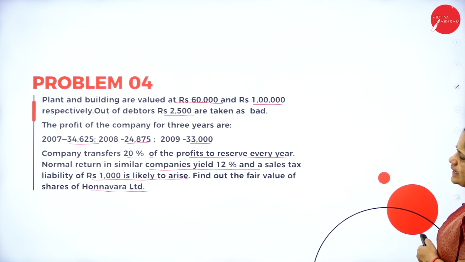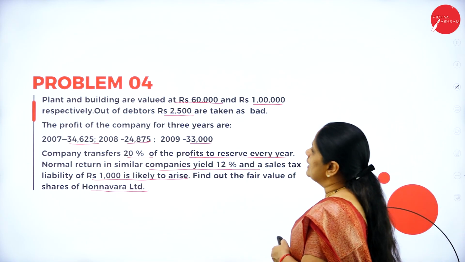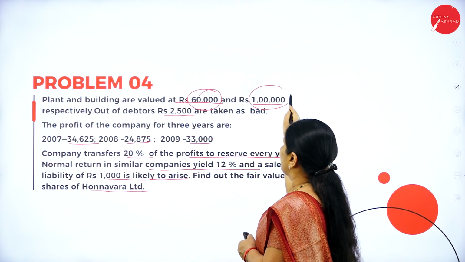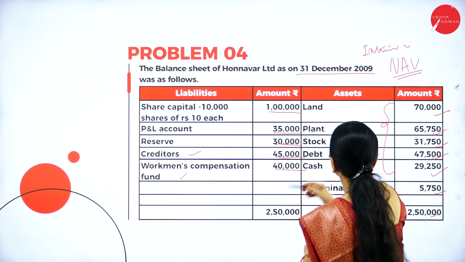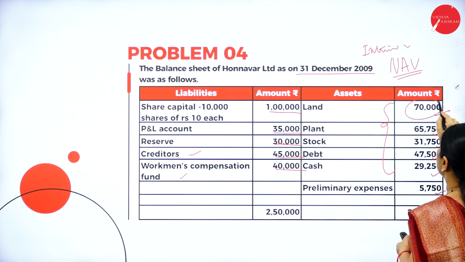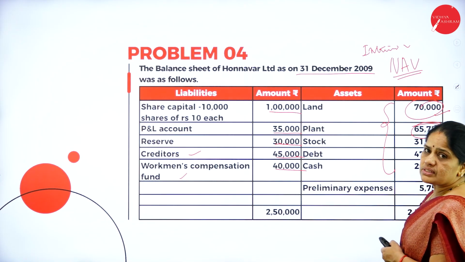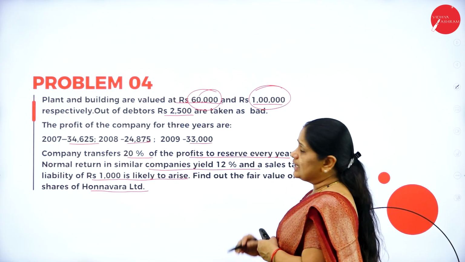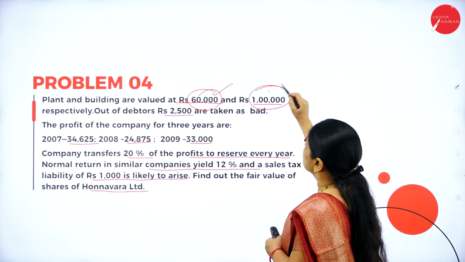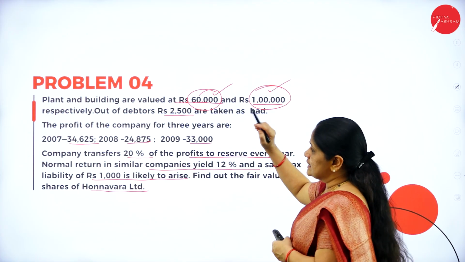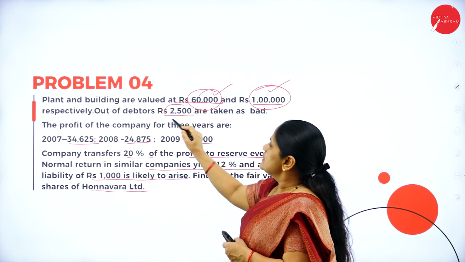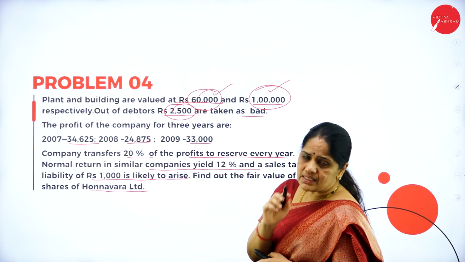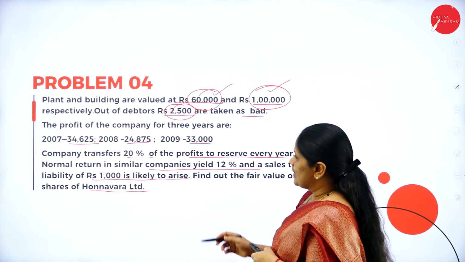Now, here there is a revaluation of plant and building. The plant and building are revalued at 60,000 and 1 lakh, whereas in the balance sheet it is given as 70,000 and 65,750. So when there is a revaluation given in the additional information, we have to take these values of the assets. Then out of the debtors, 2,500 are taken as bad. So from the debtors, we have to deduct 2,500.